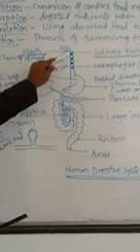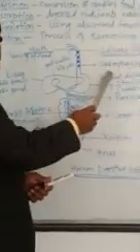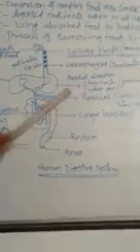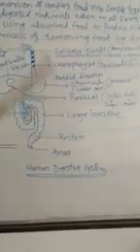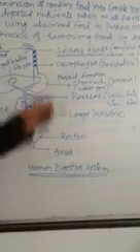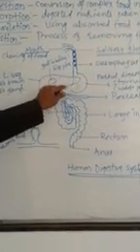The part between the mouth and the stomach is a small narrow tube which is called the esophagus. In our previous lower classes we have learned it is called a food pipe. There are so many names. Esophagus or gullet is also one of the names. So through the esophagus the chewed food reaches the stomach.